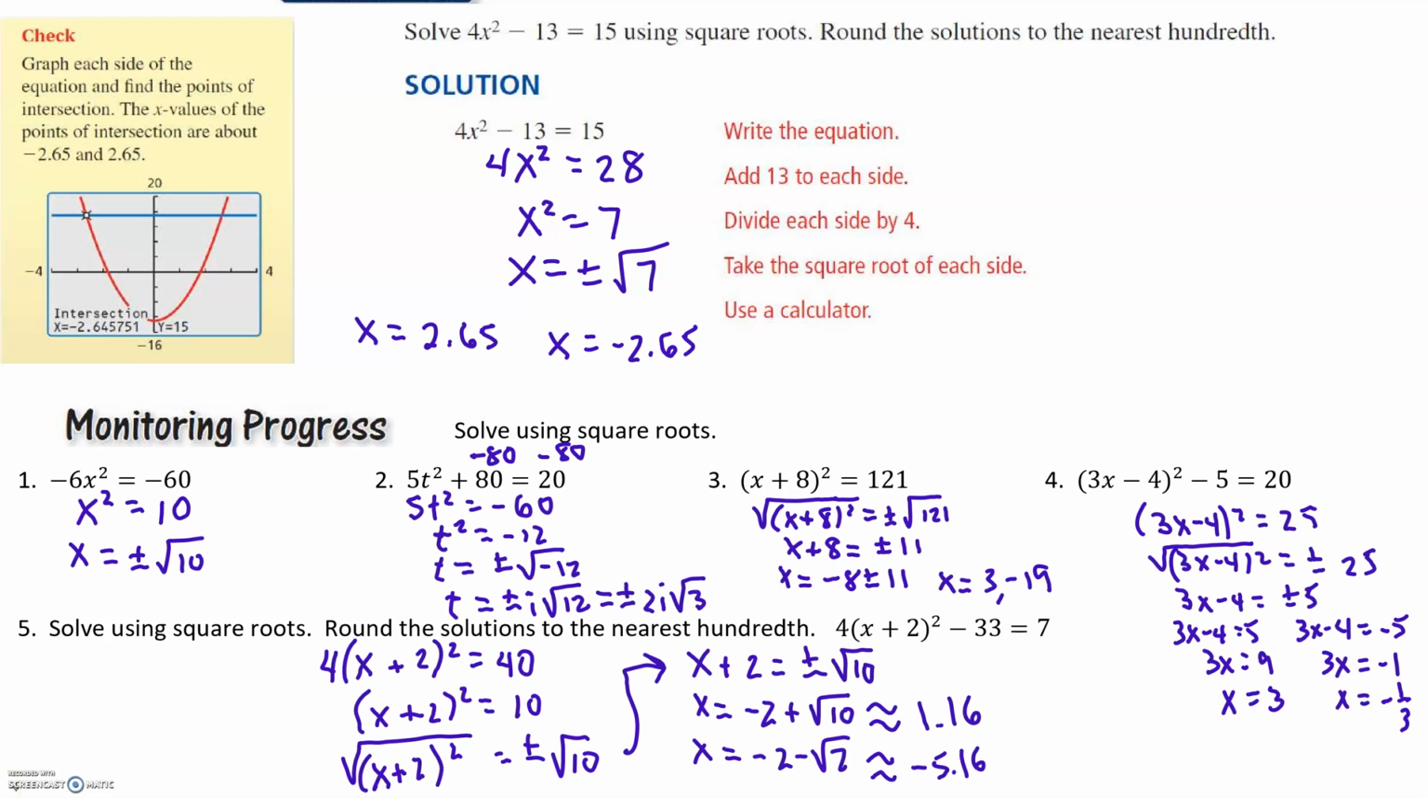All right, let me say just a couple of things about these monitoring progress problems. The first one is very straightforward. Divide both sides by -6, you get x squared equals 10. Do the square root of both sides, you get x equals plus or minus square root of 10.